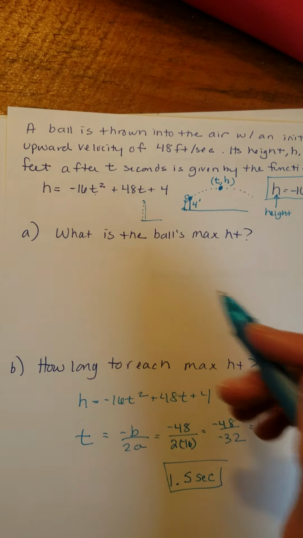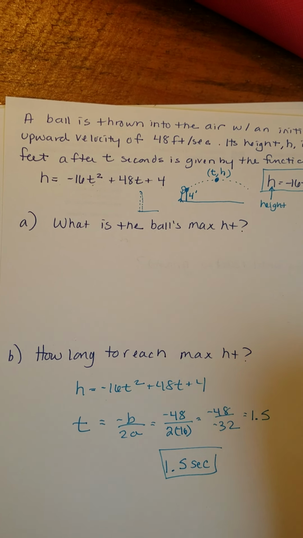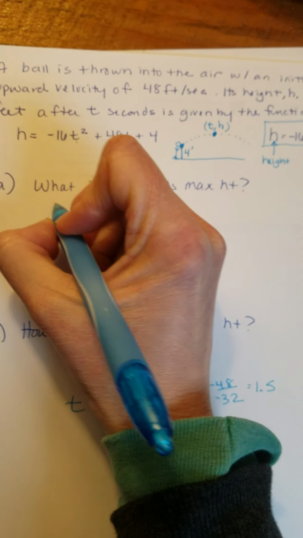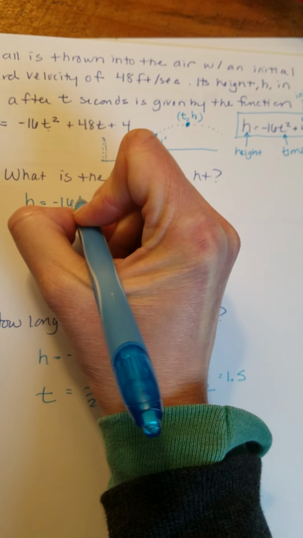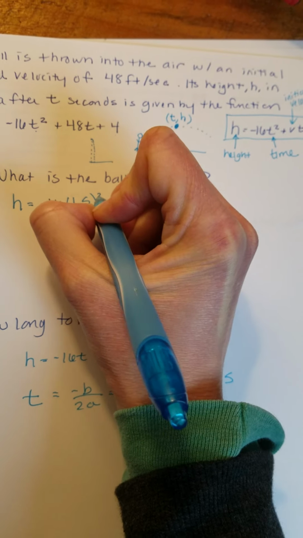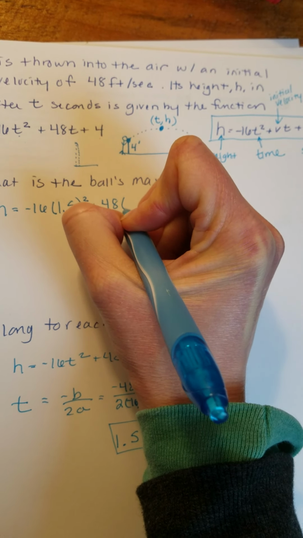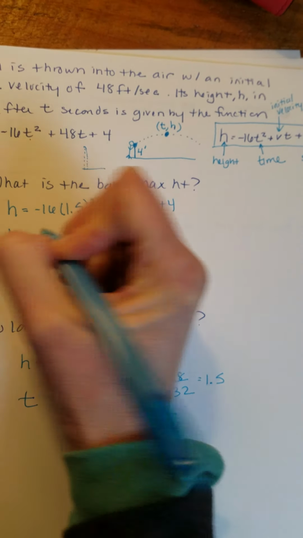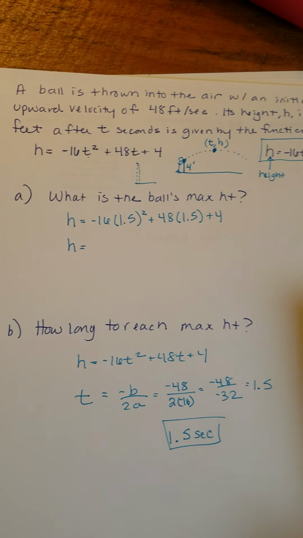Okay, now I can go back up and answer A. What is the ball's maximum height? Well, I know it takes 1.5 seconds to get there, so I'm going to take my equation and put 1.5 in for t. So we've done all this before when we were graphing quadratics, when we were graphing parabolas. Now we're just actually applying that math.